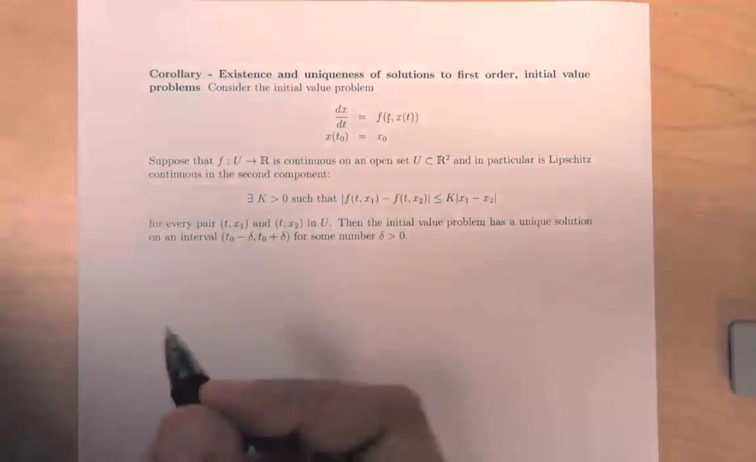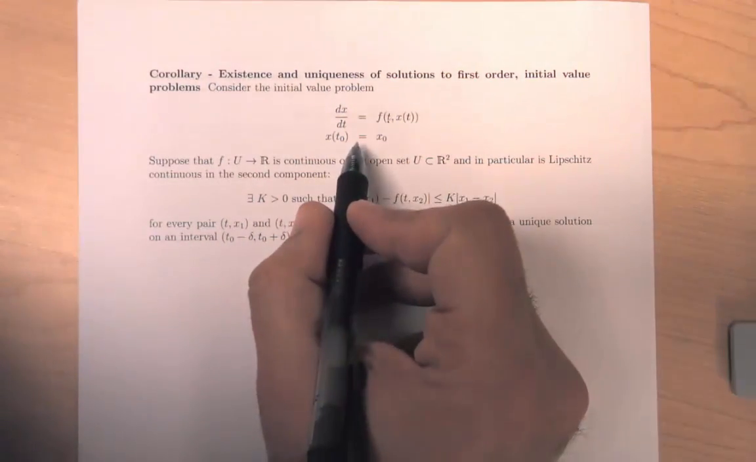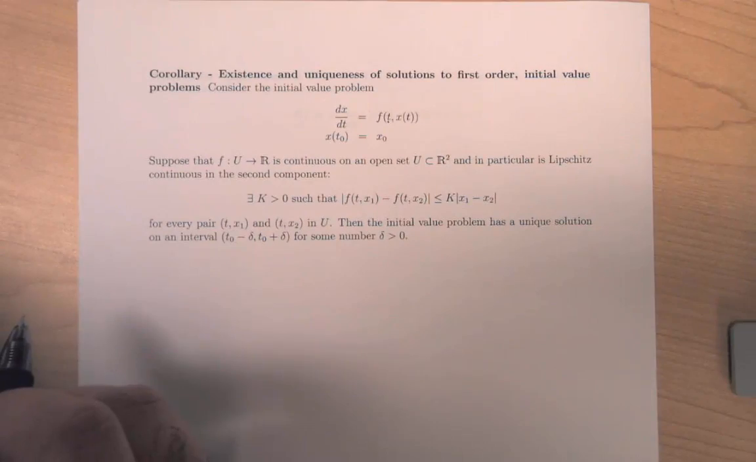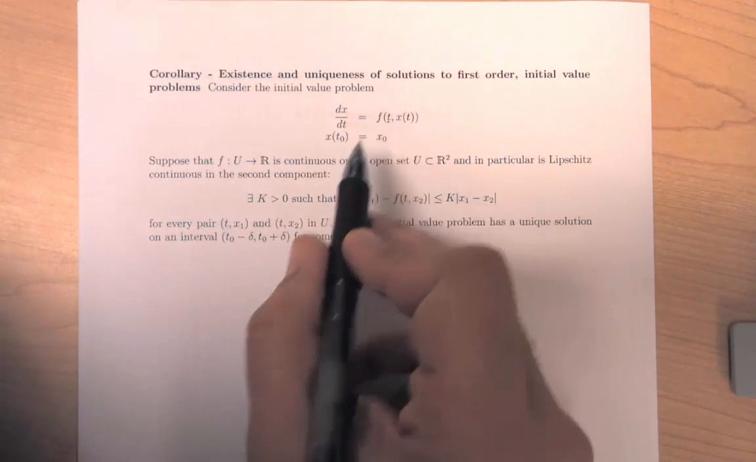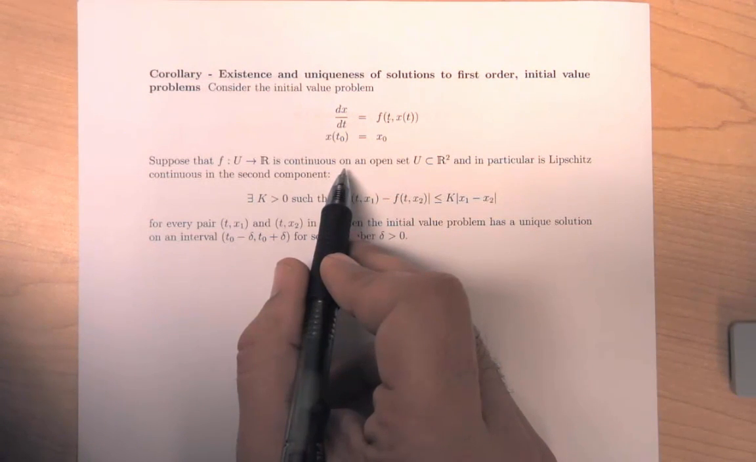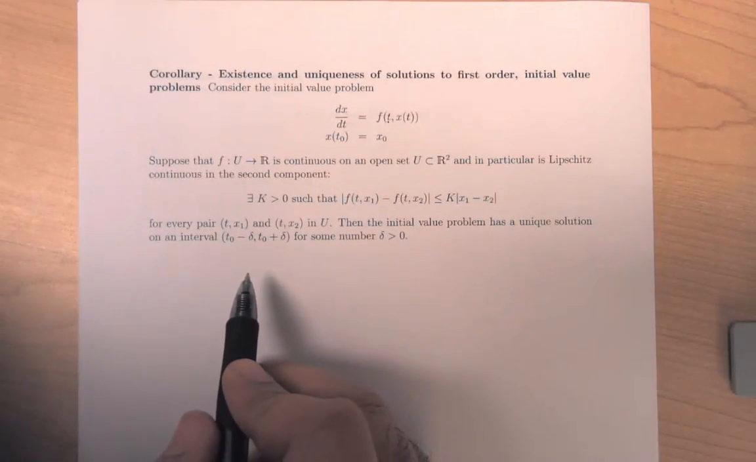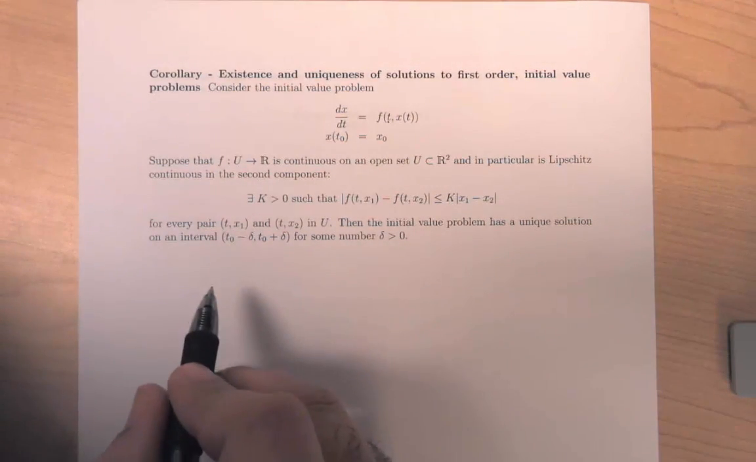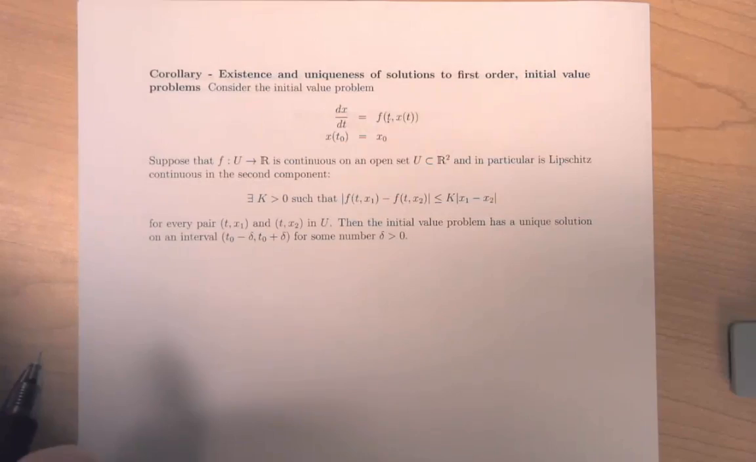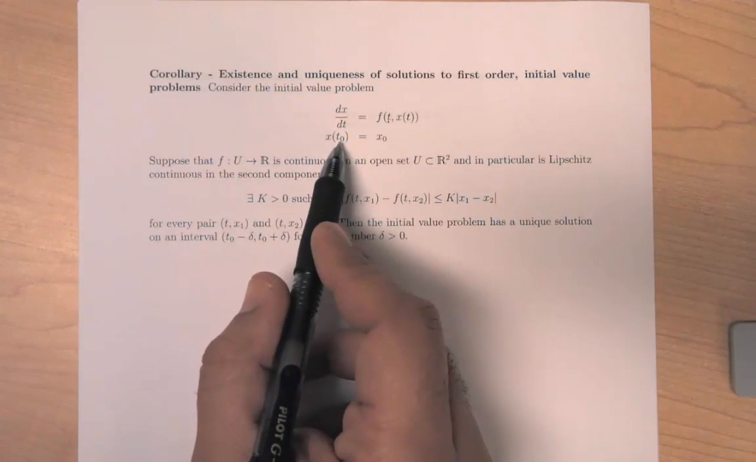So perhaps one of the most well-known and certainly most visible applications of the contraction mapping theorem is the existence and uniqueness of solutions to first-order initial value problems under certain conditions. Specifically, suppose my rate function is continuous in t and x in some open region of R2, and in particular is Lipschitz continuous in the second component, the x component, with a Lipschitz constant of k. If this is true, then the initial value problem has a unique solution on some open region centered at t naught, my initial t condition.